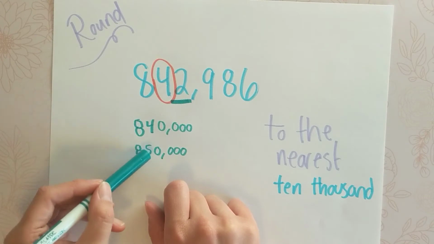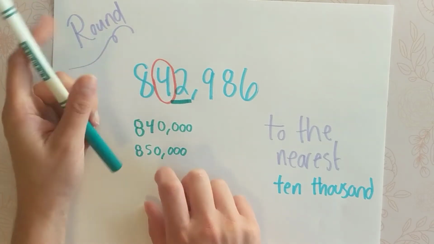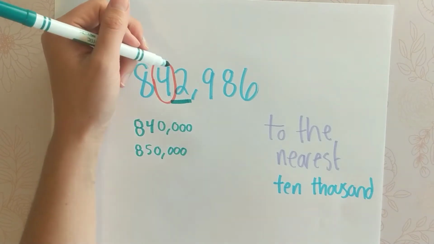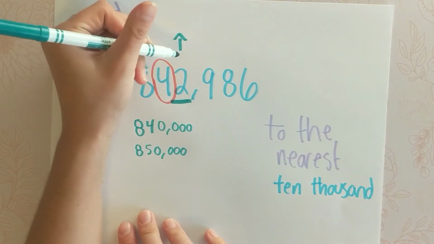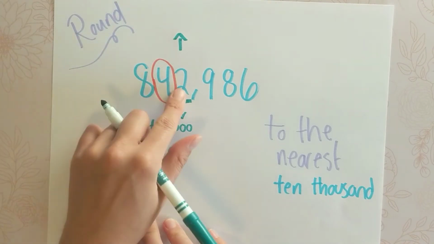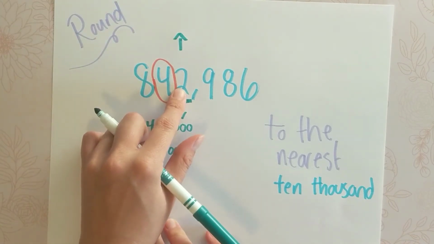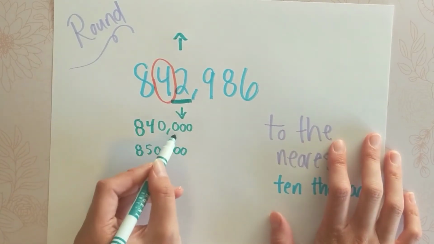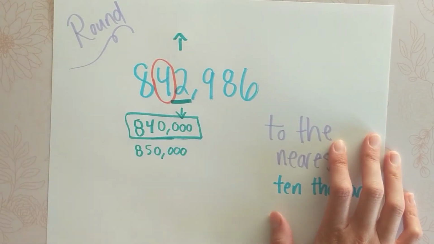The deciding factor for rounding up or down is this 2. We just look at the 2. If it is 5 or more, let it soar. 4 or less, let it rest. 2 is less than 5. It is 4 or less. So we are rounding down. So the answer is 840,000. Let's do another one.